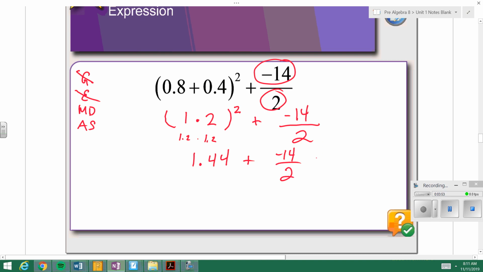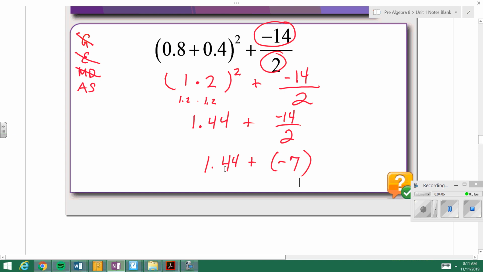Right now on the multiplication and division, do I have a division or a multiplication? And I do. Negative 14 divided by 2 is negative 7. Okay? And then I'm adding and subtracting, and I have to add 1.44 plus negative 7. Signs are different. Take the difference. 7 minus 1.44 should be 5.56. Excuse me. Check my math on that. 5.56. And the answer will be negative because the 7 has a larger absolute value.